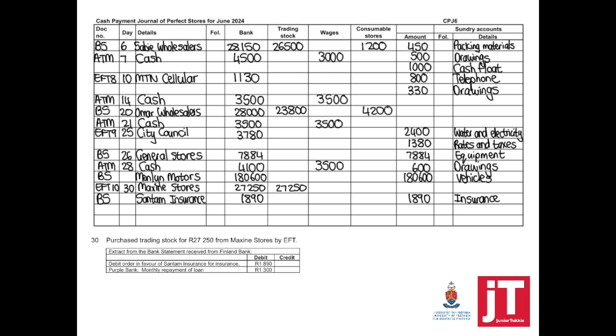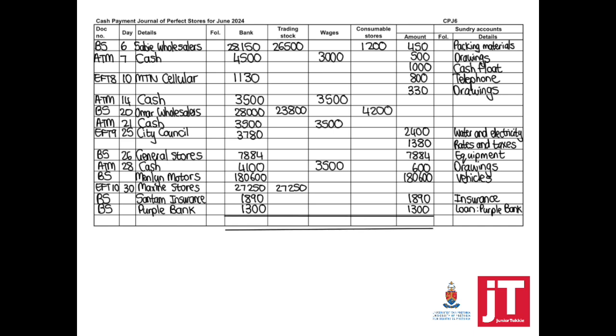When we receive money, when we've received the loan, it goes in the cash receipts journal. When a payment is made, we show it in our cash payment journal. From source document, bank statement, who did we pay? Purple Bank. How much? 1,300 for the loan. When you are done, you can draw a line.